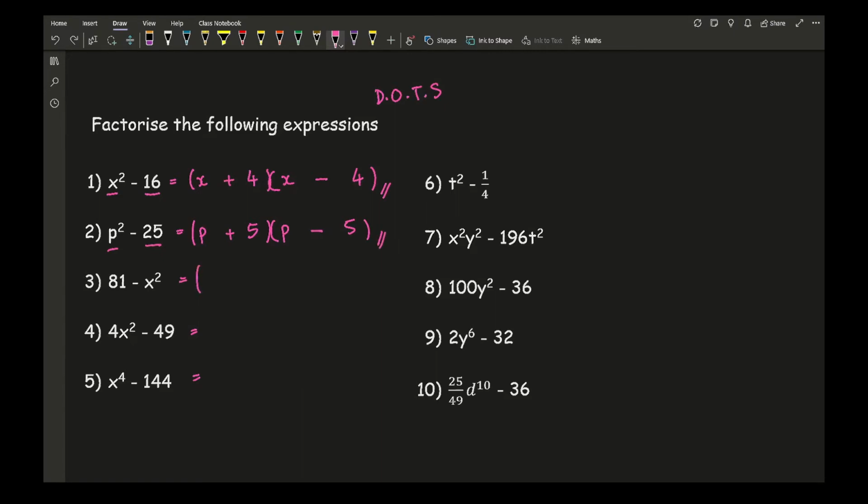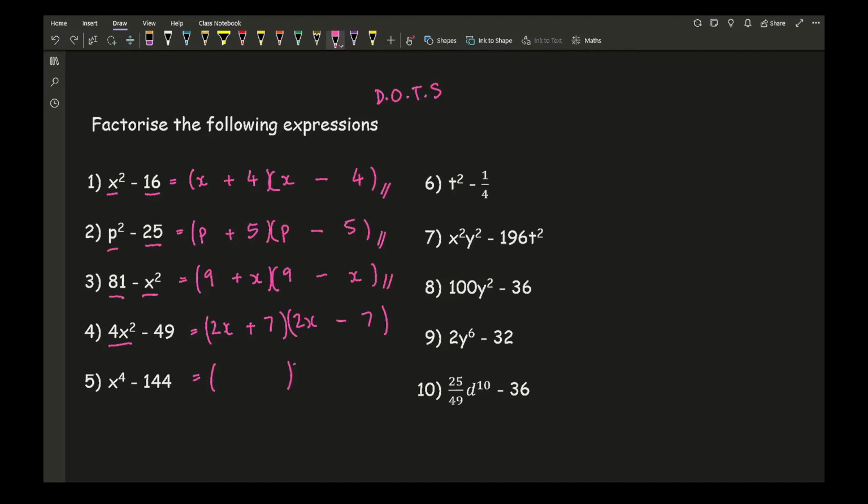Looking at this one here, I've got the square root of 81, which is 9. So 9 goes first, and you need to make sure that the order is the same as what you've got in the question, or the expression I should say. And here the square root of x squared is x. One's a plus, one's a minus. Looking at question 4, again here the square root of 4 is 2, and the square root of x squared is x. So I've got 2x in both of those expressions. And then the square root of 49 is 7. And again, one's a plus, one's a minus.